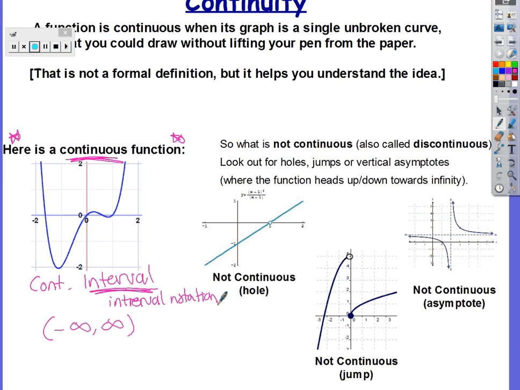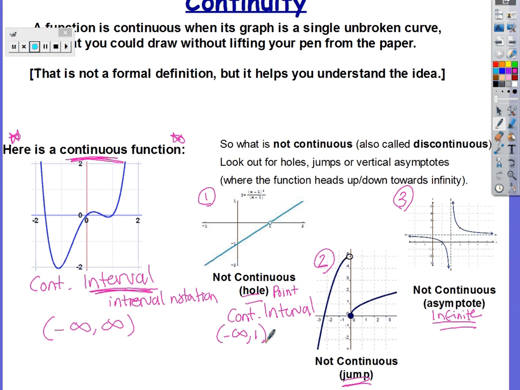Here, there's 3 different types of discontinuity. We have hole or point discontinuity. The second one here, we have jump discontinuity, and the third one here is asymptote, or you might have heard of infinite discontinuity. But you can still say where the continuous interval is. You just have to break it up.